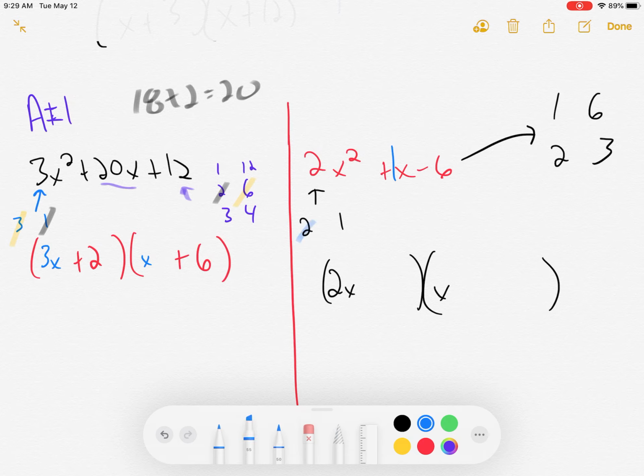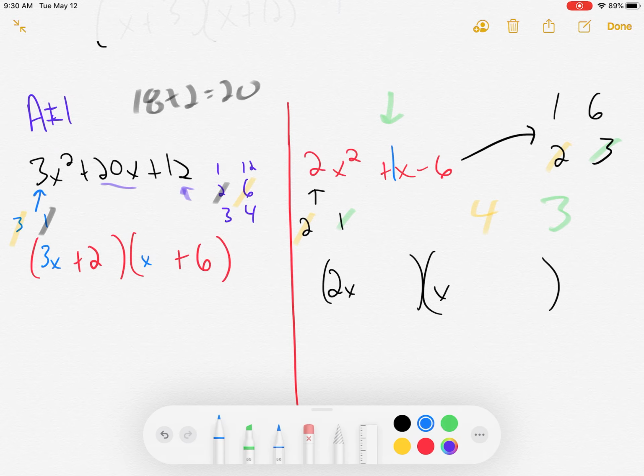Okay, let's move on to the next one. So now let's do 2 and 6 and 1 and 1. So we get 12 and 1. I can't make a 1 out of 12 and 1. Okay, let's move on to the next one. 2 times 2 is 4. 1 times 3 is 3. Can you make a 1 out of 4 and 3? Well, yeah, 4 minus 3.